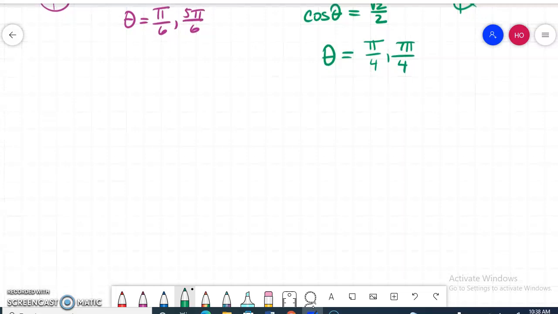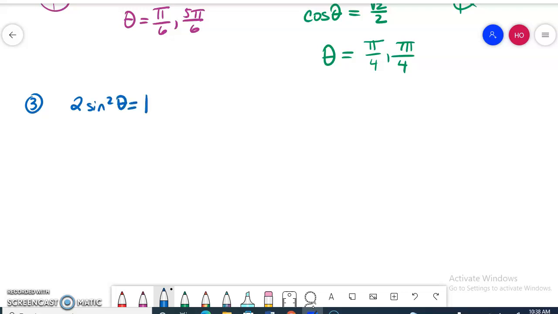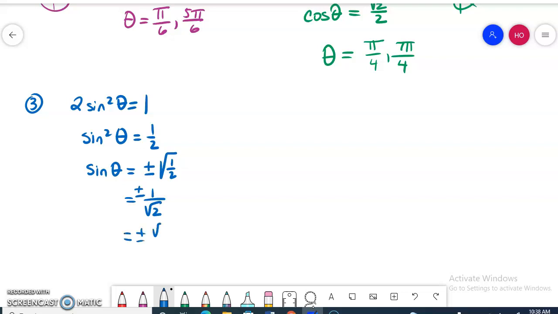Now one thing you have to be a little bit careful of is, here in example 3, if I have 2 sine squared theta equals 1, I can divide both sides by 2. I can square root both sides, but remember when you square root both sides of an equation, you need that plus or minus. Square root of 1 is 1, and the square root of 2 we have to leave, so we still have our plus or minus. If we rationalize, that's square root 2 over 2. So sine theta equals plus or minus square root 2 over 2.